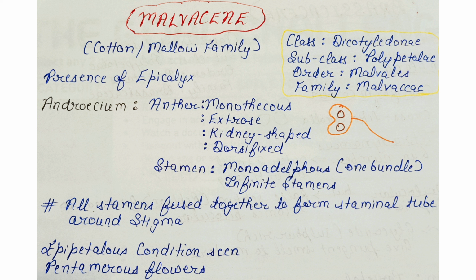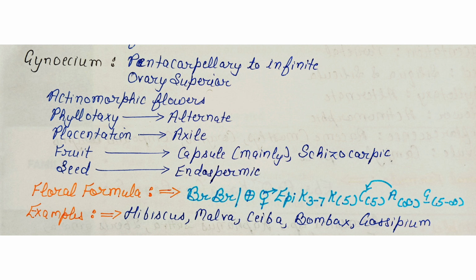Epipetalous condition is seen and flowers are pentamerous. Gynoecium are pentacarpellary to infinite. Ovary is superior, syncarpous and multilocular. Symmetry is actinomorphic and the phyllotaxy is alternate. Axile placentation is seen and the fruit is known as capsule and in some cases it is schizocarpic. Seed is endospermic in nature.